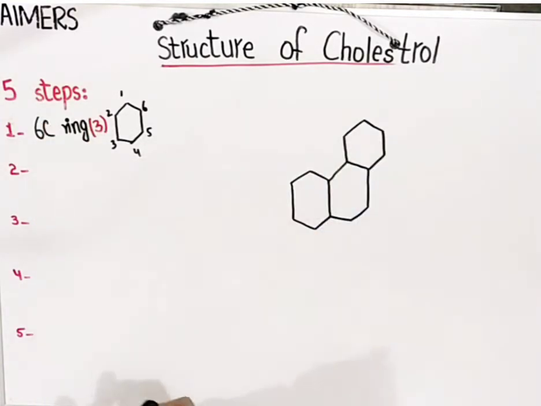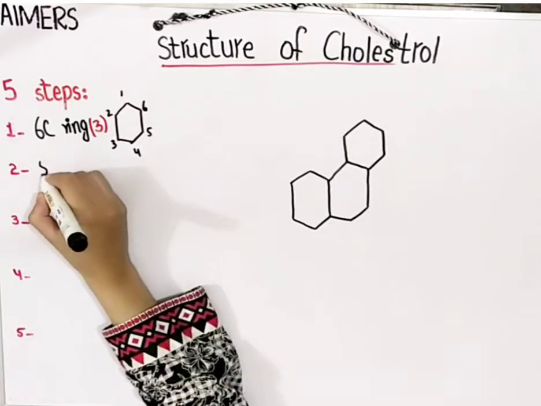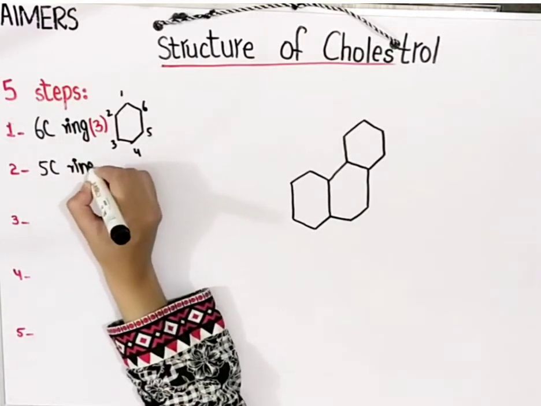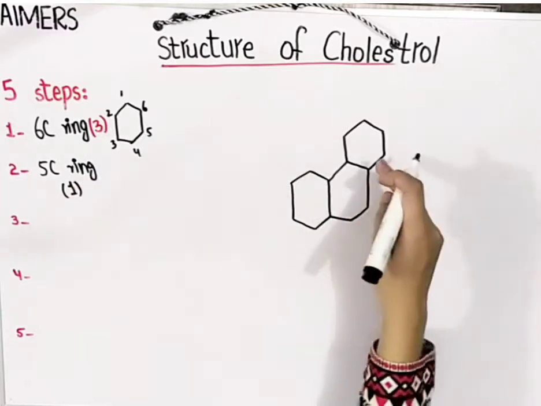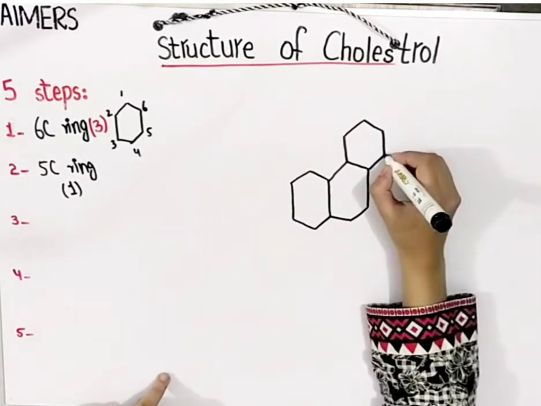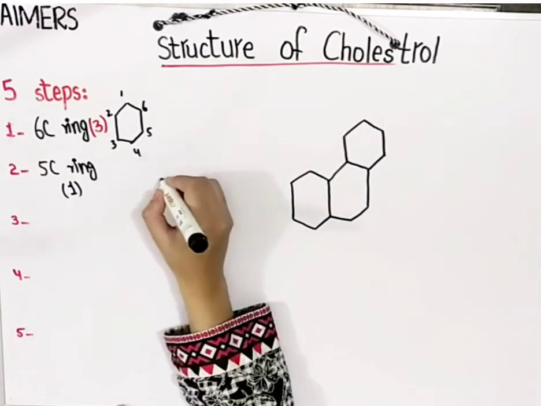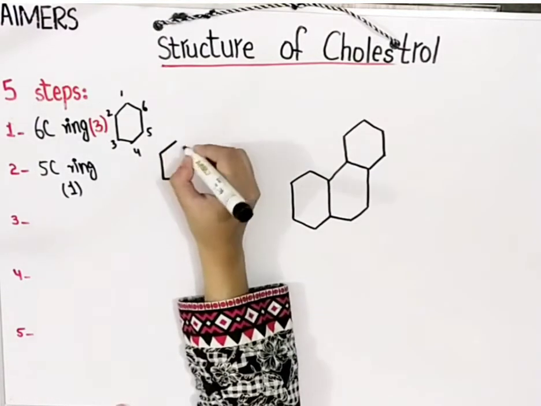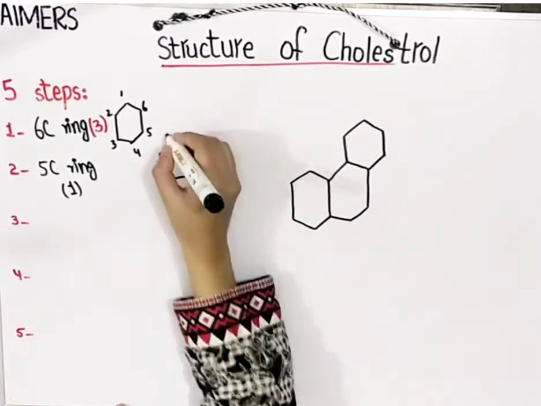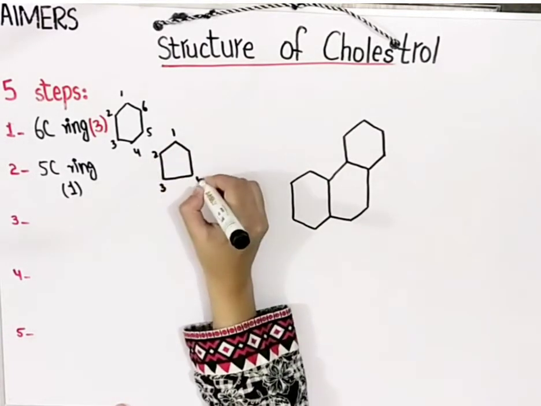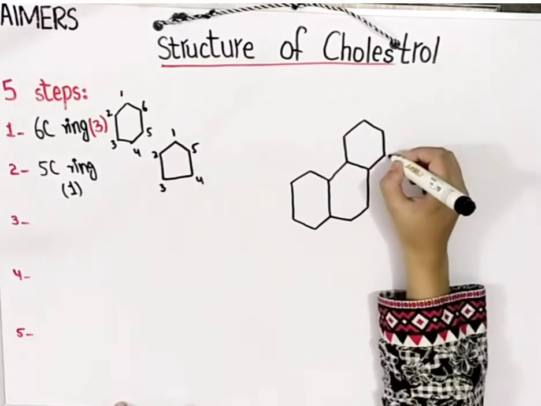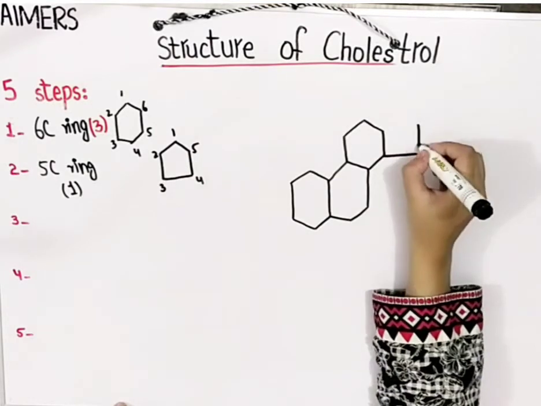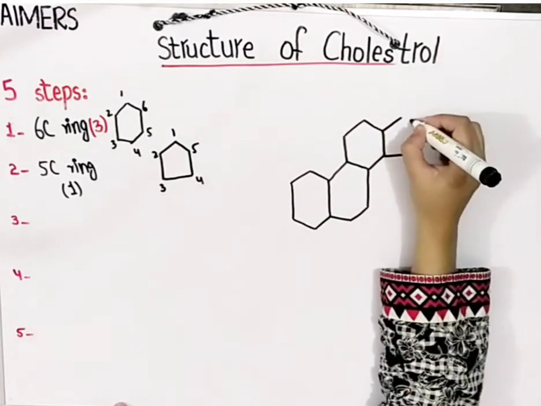Okay, now the second step is we have to draw a 5 carbon ring, and this 5 carbon ring is only 1 in number. With the 6 carbon rings we have to draw a 5 carbon ring. And how does the 5 carbon ring look like? It looks like a pentose ring we make in ribose sugar. This is a 5 carbon ring, 1 2 3 4 and 5. So I'm going to make it over here like this, and then like this, simply like this.